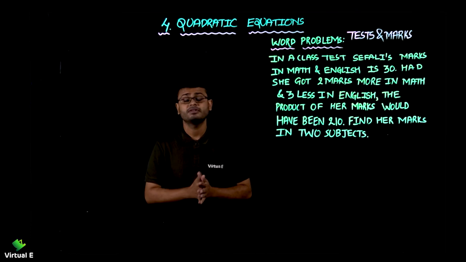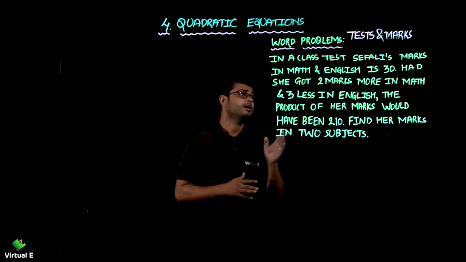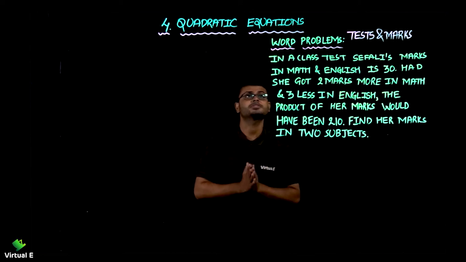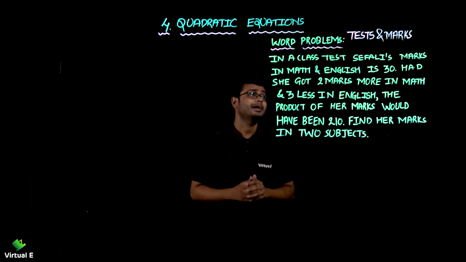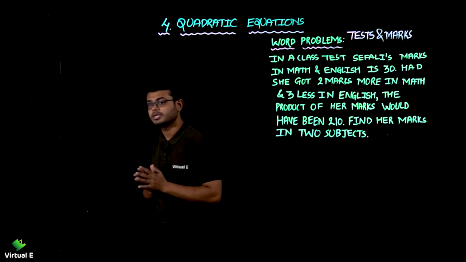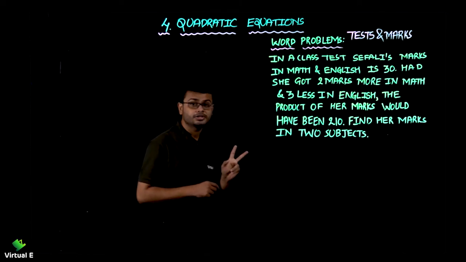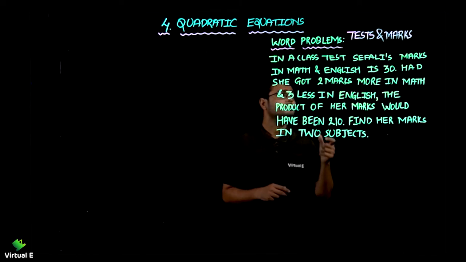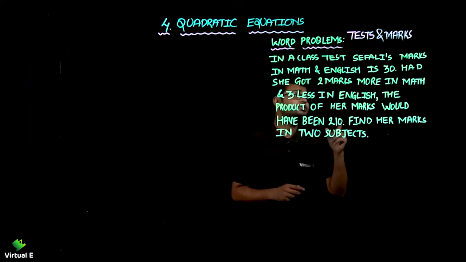In this session, we are going to discuss word problems related to test and marks. Let's read the question first. In a class test, Sefali's marks in math and English is 30. So, first condition, there are two subjects, mathematics and English. And if we combine those marks, she'll get what? 30. So that's the first condition.